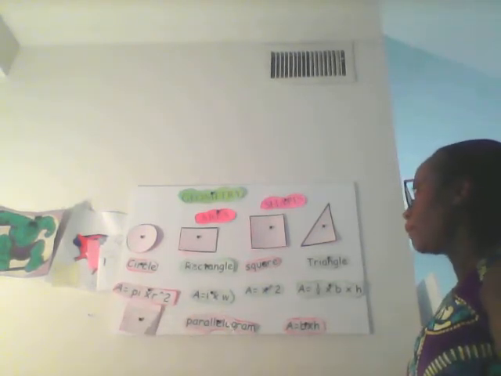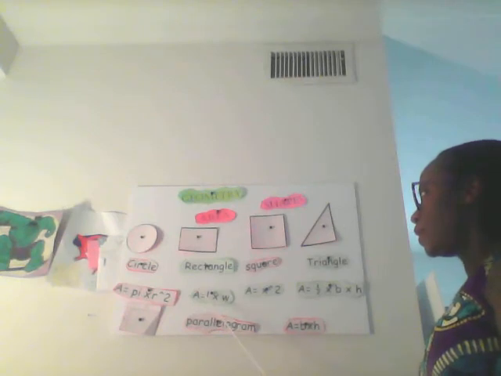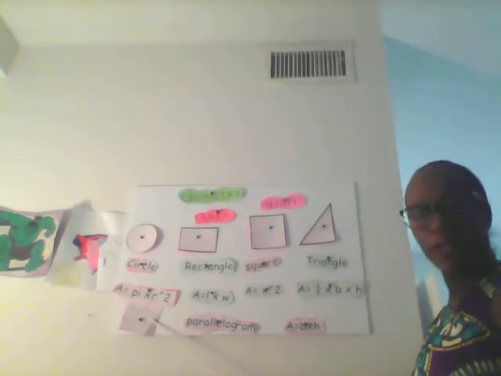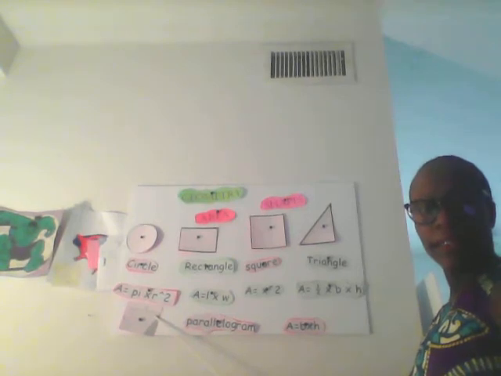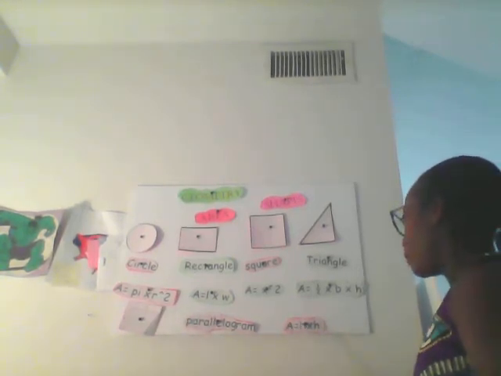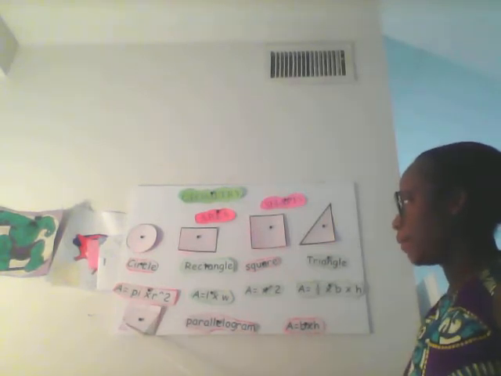The area of a circle would be pi r squared. The area of a rectangle would be length times width. The area of a square would be x squared, with side times side. The area of a triangle will be 1/2 base times height. If we get to it, we'll talk about the parallelogram, depending on what kind of time we have. And the area of a parallelogram will be the base times the height.